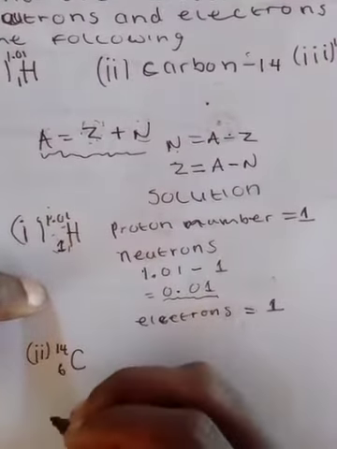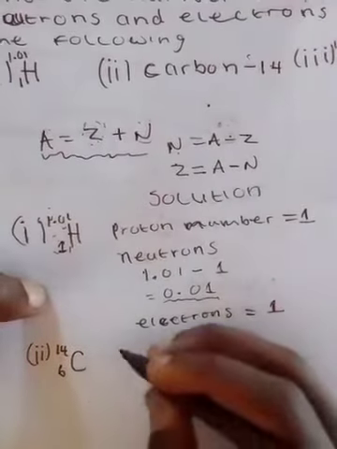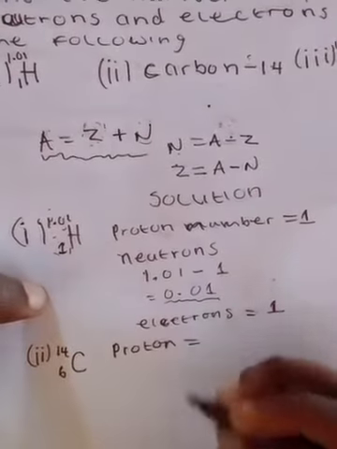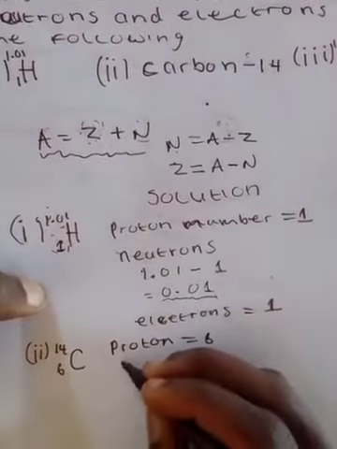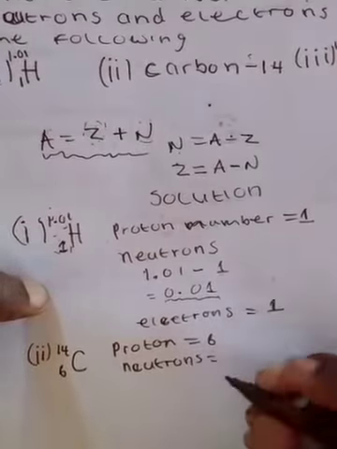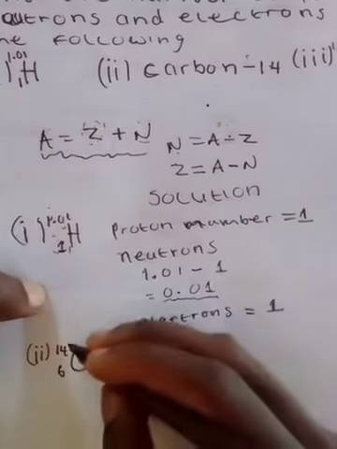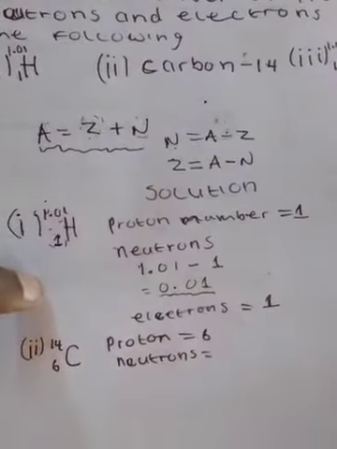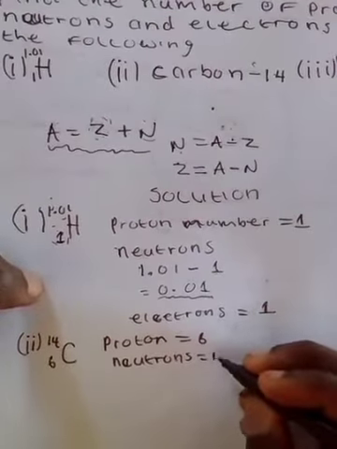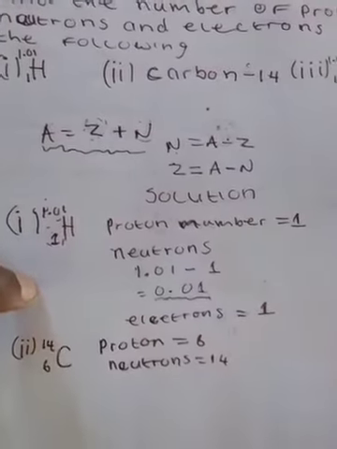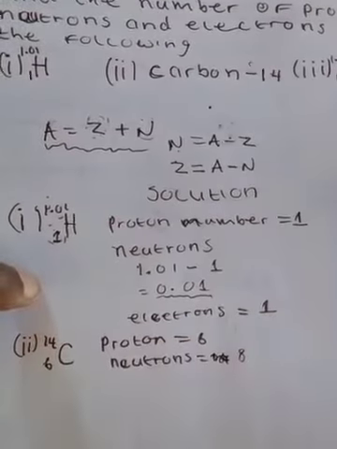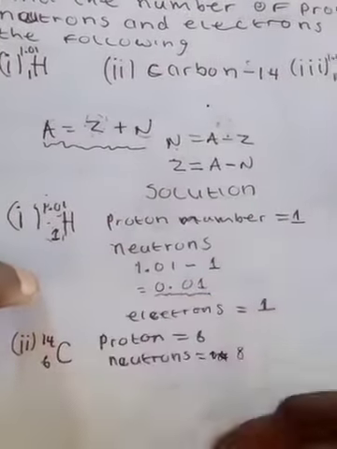So for protons, we are going to have 6, and then the neutrons. For the neutrons, we are going to subtract 14 minus 6. When you subtract this from this, we are going to get 8. So the number of neutrons is 8. And then for the number of electrons, it is neutral, so we're going to get back the 6.